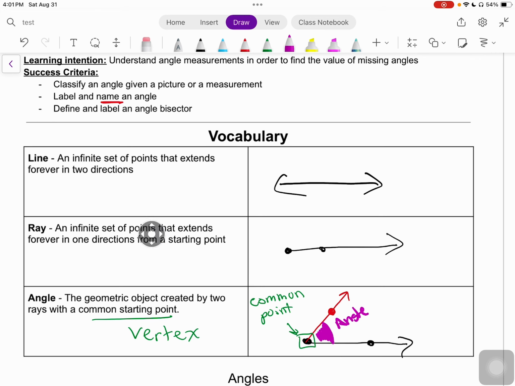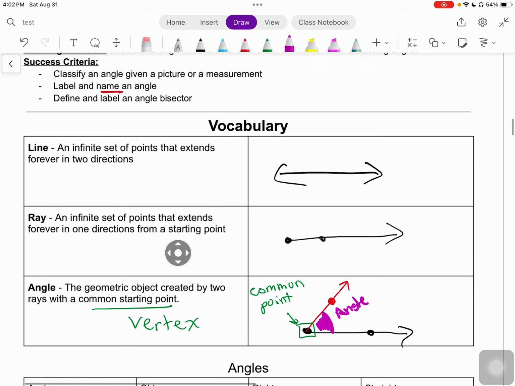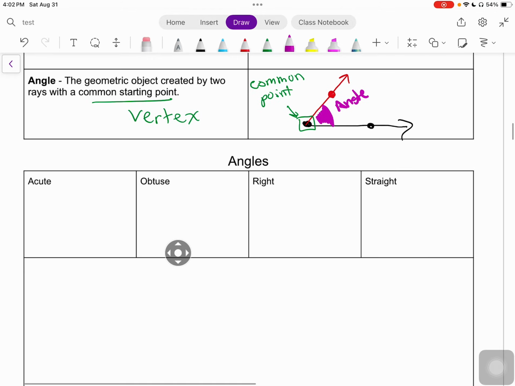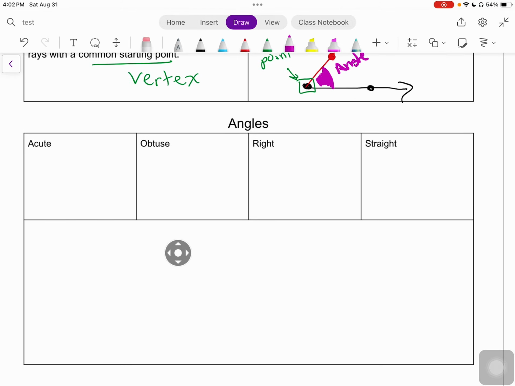Now, we can classify angles based on how open they are, how far apart these two rays are. They have some different names. These are the four that we're really going to focus on. An acute angle has an opening less than 90 degrees, so it would look something like this. Our obtuse angle is going to be between 90 and 180, so that would look something like this. It is bigger than 90 degrees, but it is not as far as a straight line.